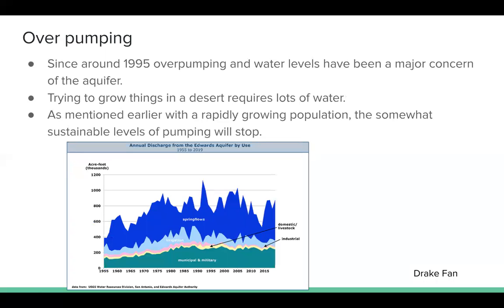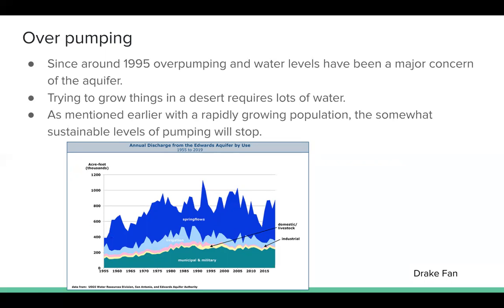All right, so overpumping was also a large issue, and they've noticed since 1995, they were like, wow, our water levels are dropping. We should probably do something about that. And they did, but you can't do too much. Now, the reason I say this is because they still have a bunch of farms in Texas, and we talked about this last week a little bit, or we touched on it, I should say, how when you try and grow things in a desert, it requires a lot of water.